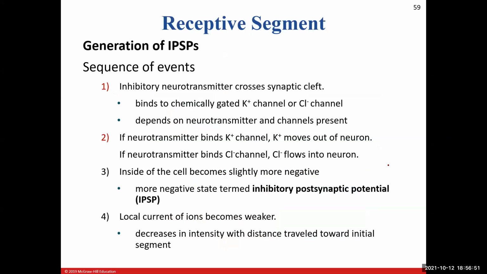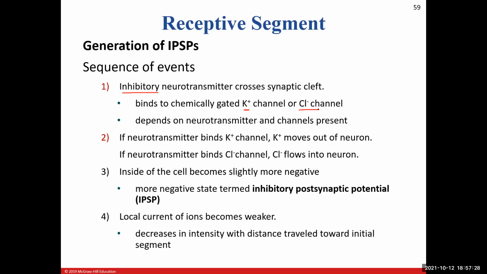So how do we generate an IPSP? Similar scenario, folks. Here's what happens. Our presynaptic neuron releases its inhibitory neurotransmitter at the synaptic cleft. That neurotransmitter diffuses across the cleft and binds onto chemically gated potassium channels and chemically gated chloride channels. It depends on what type of neurotransmitter is released and what channels are present there.